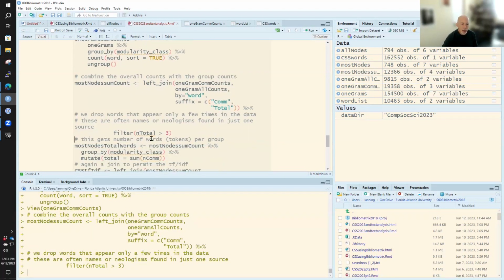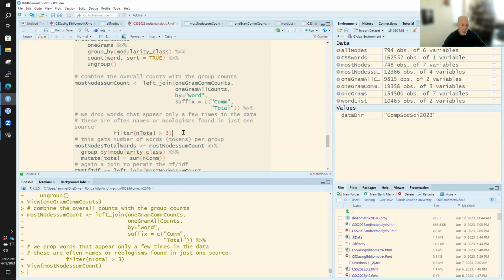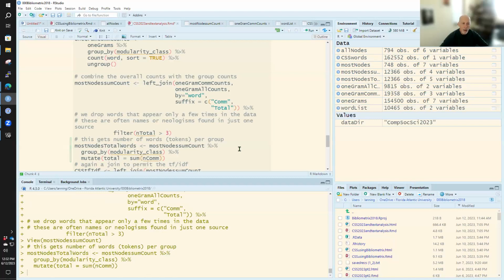And then we're going to get rid of very rare words. Part of the reason we're getting rid of the really rare words is that when we do a bibliometric analysis, sometimes these very rare words will be neologisms introduced by a single author on a single occasion, and we want to have something kind of beyond that. So we're going to ignore the very rare words, and then we get the number of words per group here.